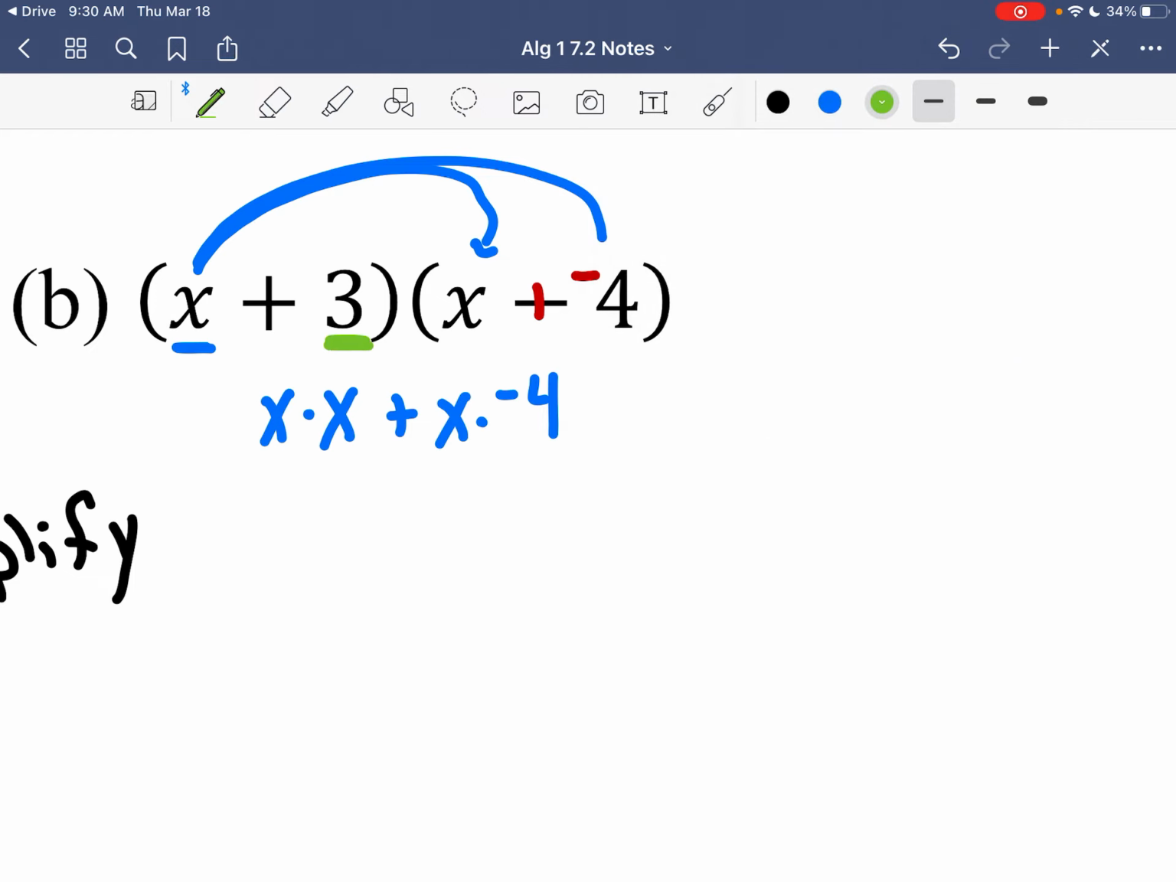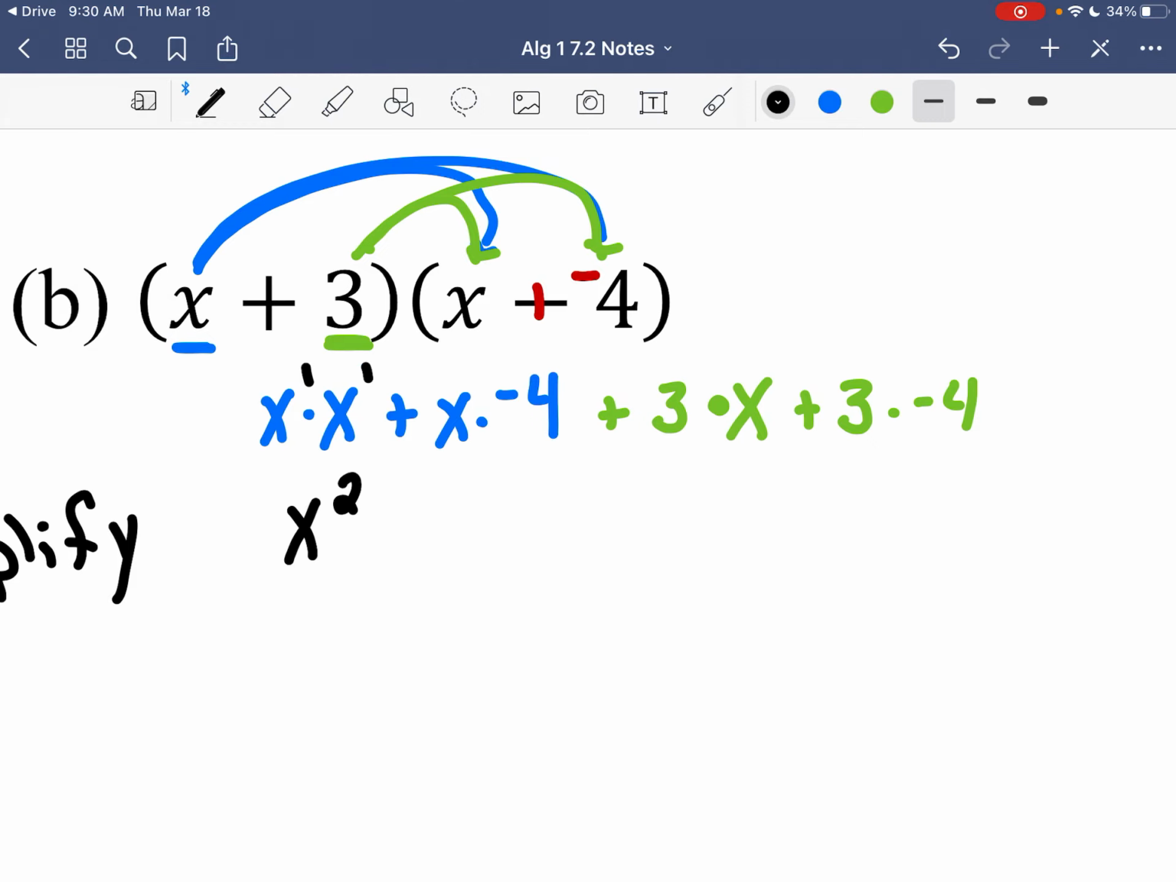And then now we're going to multiply by the 3. So plus 3 times the x, plus 3 times the negative 4. Okay. And now we're going to simplify. x times x here we decided is x to the second, plus x times negative 4, negative 4x, plus 3x, and then 3 times negative 4, plus a negative 12.